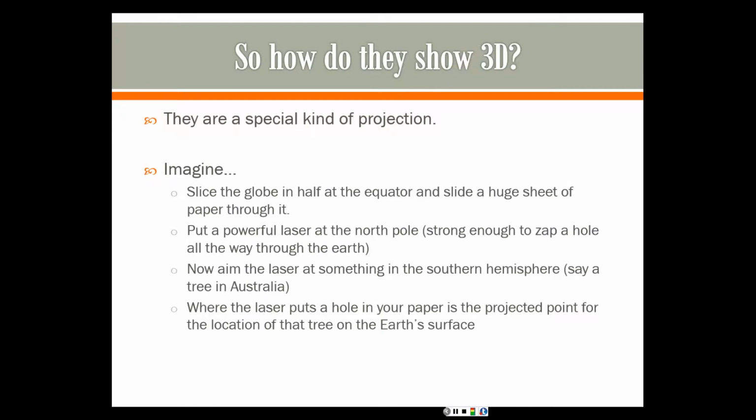You're going to aim it at something because there's a tree in Australia that really upset you last week, and you're going to blast it with your laser. So you have your laser at the North Pole, and you shoot that tree. It's going to go through your paper somewhere. And it's a very specific spot on your paper. And so that point on your paper represents that spot in 3D space where that tree was in Australia. If you blasted something else, you'd get a different spot on your paper. So every spot on your paper represents some place in 3D space.